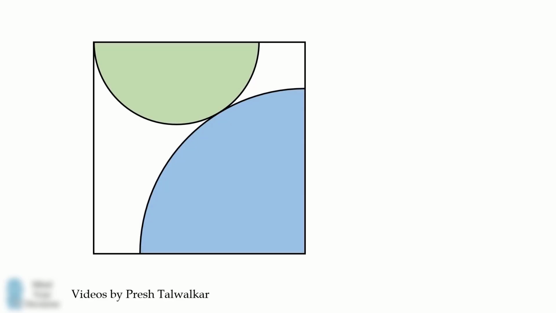I'm Presh Talwalkar. Suppose a square contains a semicircle and a quarter circle as shown. The semicircle and quarter circle are tangent to each other. Suppose the semicircle has a diameter equal to 12 and the quarter circle has a radius equal to 12.